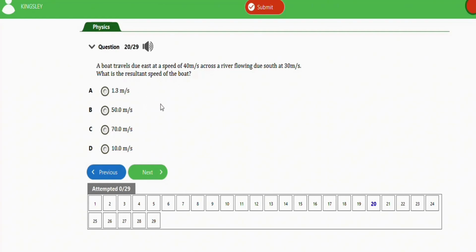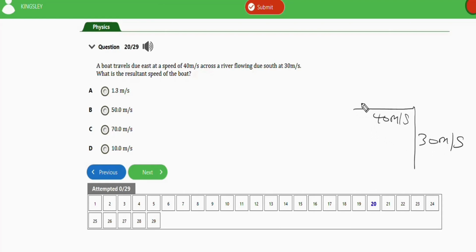We are still going to get 50 meters per second when you apply the resultant force, when you apply the Pythagoras rule to it. But let me just show you. Initially, the boat travels due east, that's due east 40 meters per second. Then due south, 30 meters per second.